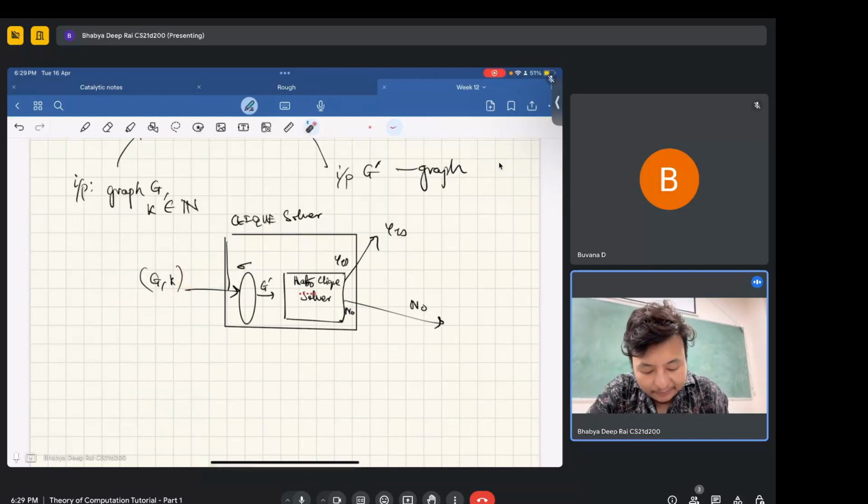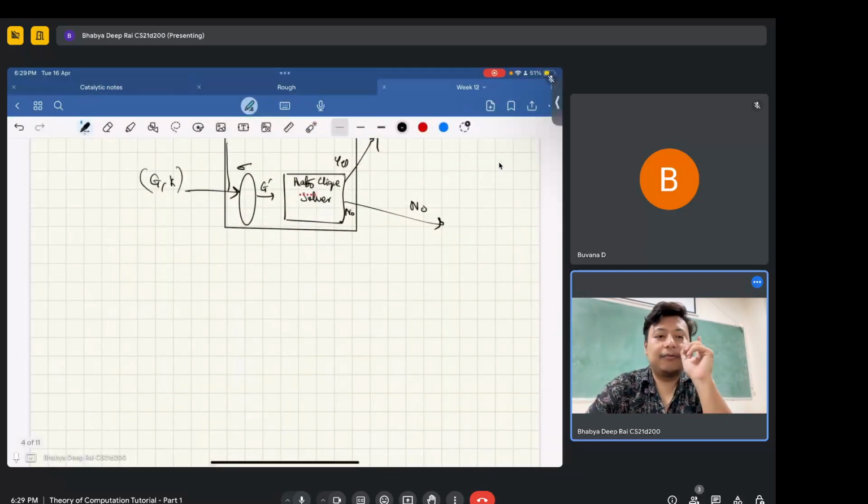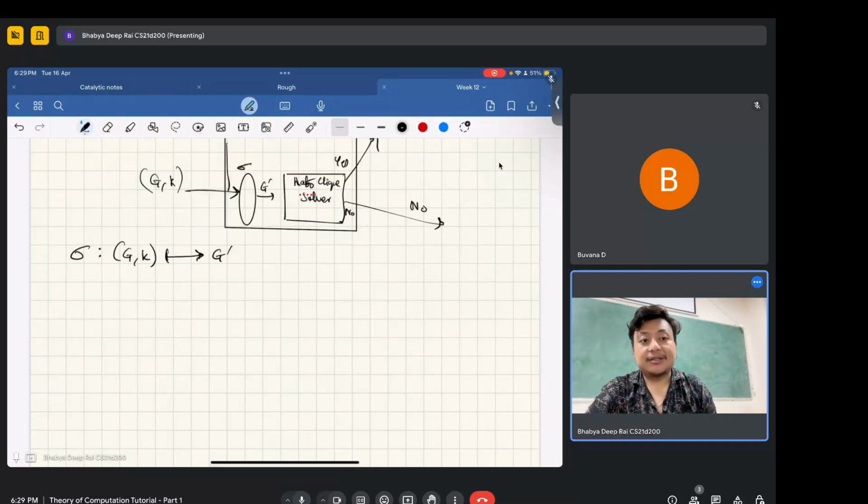So what we want to do is find this magical transformation that will turn G, k to G prime, and any answer to half clique will give an answer to clique. Now let's see. So what we'll do is the reduction sigma. What does it do? It takes a G and k and it will give another graph G prime. That is what we are seeing now. So here's how sigma works. Let's look at different cases.